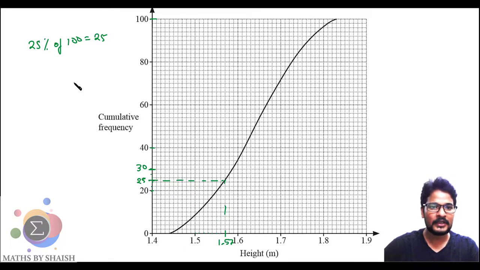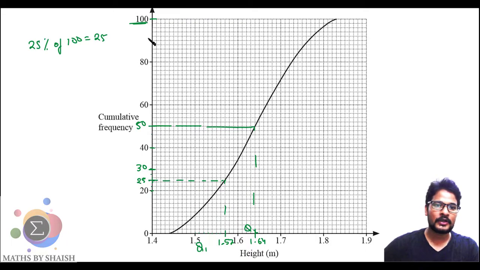And then Q2, this is Q1. Q2 is the median. Median is 50% of 100, that is 50, and 50 would be in between 40 and 60, that is somewhere here. 1 2 3 4 5, so this is 50. We go back to the curve, then we reach here, we come down, and then this is the point 1 2 3 4. 1.64 is the Q2, and for Q3, that is the upper quartile, that is 75% of the data.